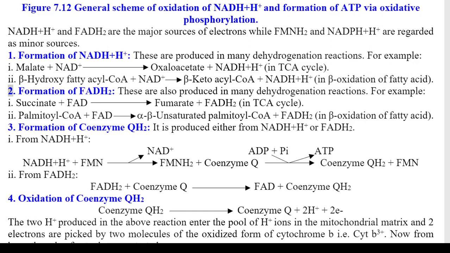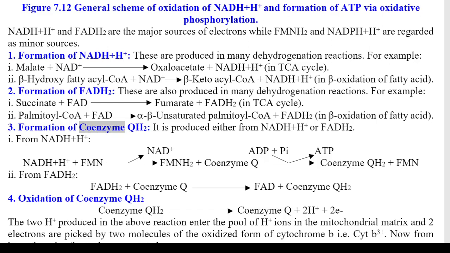2. Formation of FADH2. These are also produced in many dehydrogenation reactions. For example, 1. Succinate plus FAD gives fumarate plus FADH2, in TCA cycle. 2. Palmitoyl CoA plus FAD gives unsaturated palmitoyl CoA plus FADH2, in beta-oxidation of fatty acid.